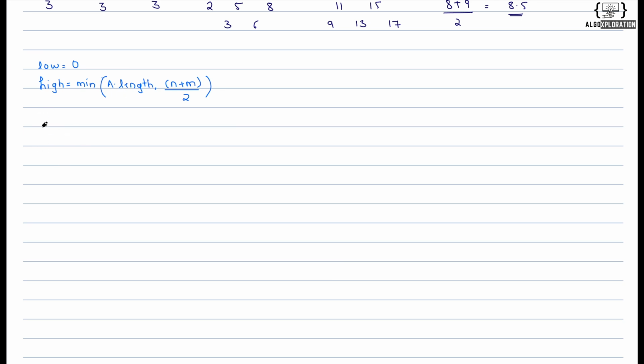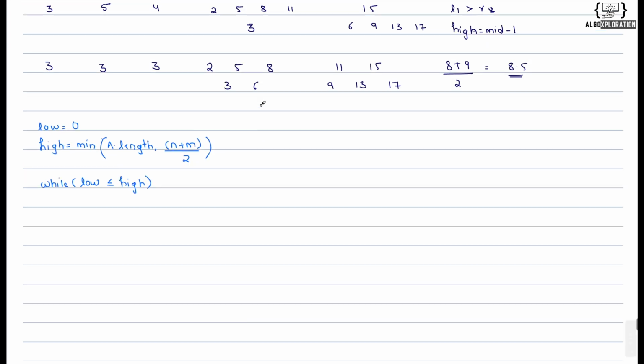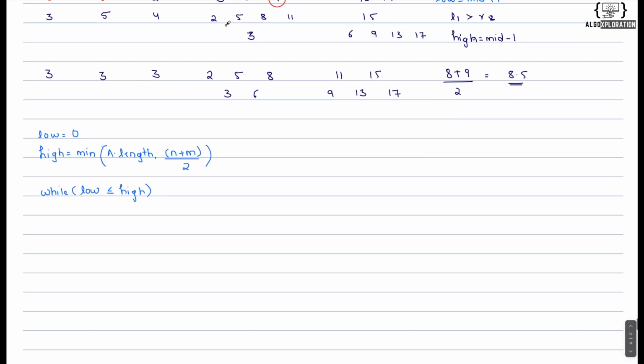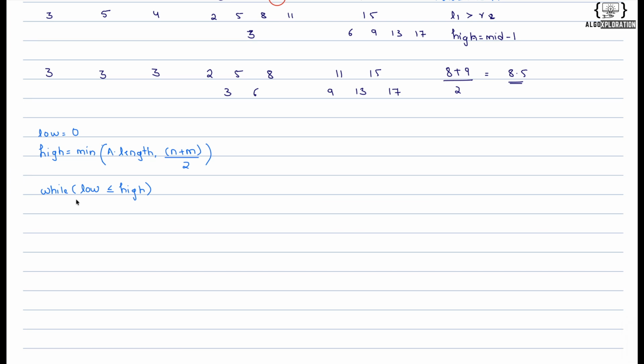Now there should be a while loop in which low should be lesser than equals to high. Now the question arises: how can we do the partition? Here we need to find the mid. Technically, what do we mean by mid over here? Mid is nothing but that we are doing the partition on array A, and I'll just simply rename it to partition A.